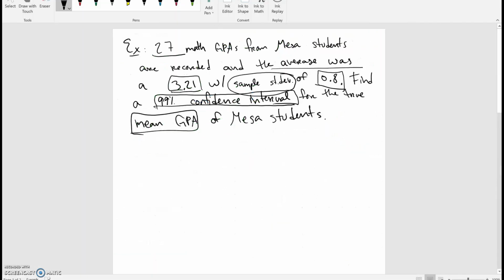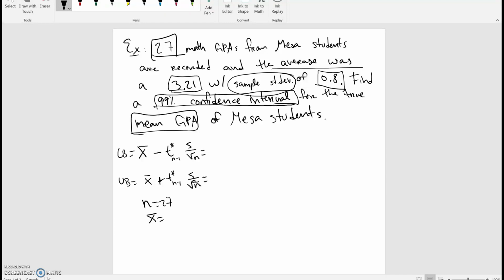Let me go ahead and write this down. In order to write my confidence interval, my lower bound is going to be x bar minus t star n minus 1 times s over square root of n, and my upper bound is going to be x bar plus t star n minus 1 times s over square root of n. So let's figure out what we've got. N is just 27 people. Our x bar, the sample mean, is a GPA of 3.21. And my sample standard deviation, or s, is 0.8.